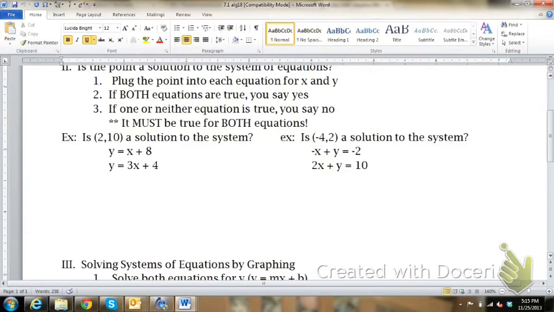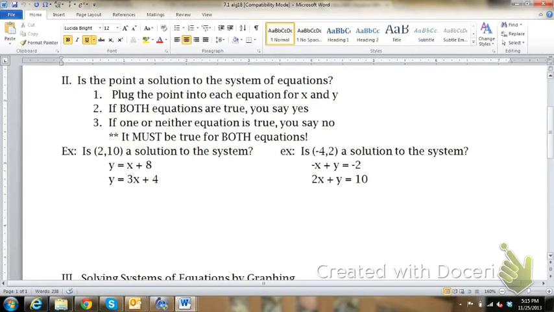Let's come up a little bit. Okay, so is the point a solution to the system of equations? You're going to take your point, and you can label it as x and y, and you're going to plug them into both equations. So the first one, y is 10, x is 2. Does 10 equal 2 plus 8? Well, 2 plus 8 is 10, so yes, it works in that one.